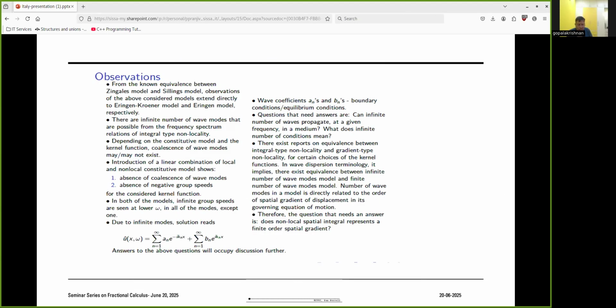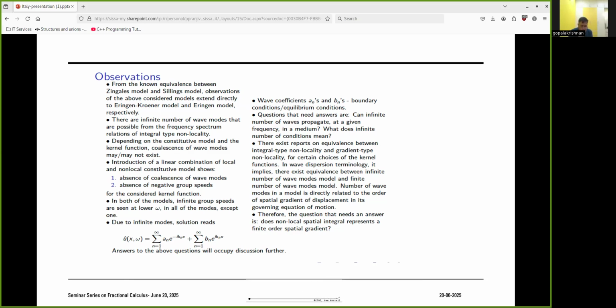So basically, we will see that these two models, there are infinite number of modes, and depending upon the constitutive model, the kernel function, there is no coalescence in these modes. And if you introduce a linear combination of the local and non-local constitutive model, we will see there is no coalescence of the mode, and there is no explicit negative speed. Very small region you find that. So in both these models, infinite group speeds are seen at lower omega. And how do we solve this?